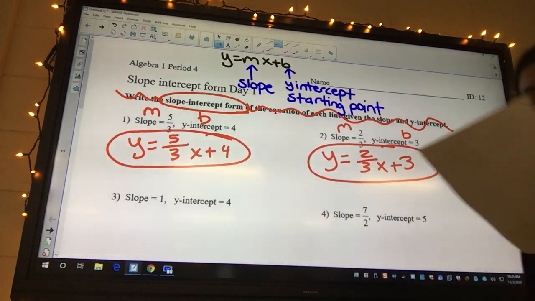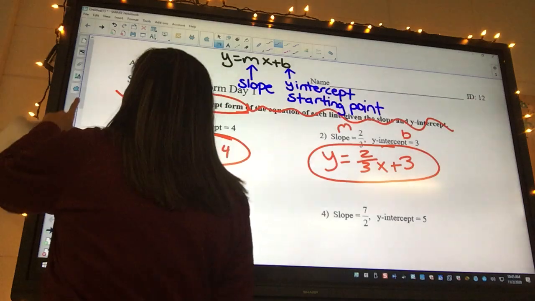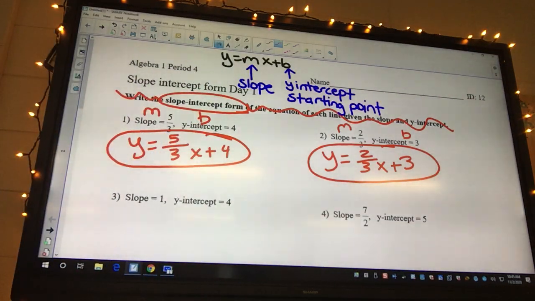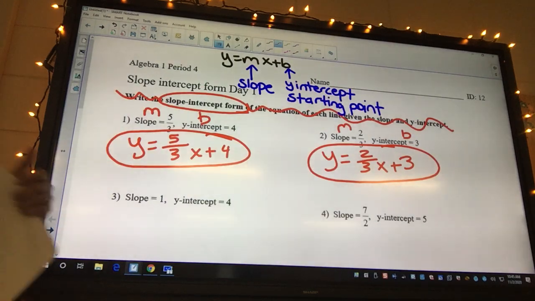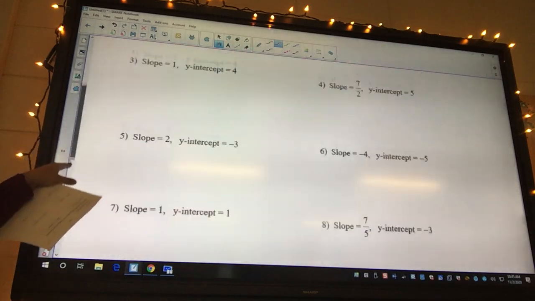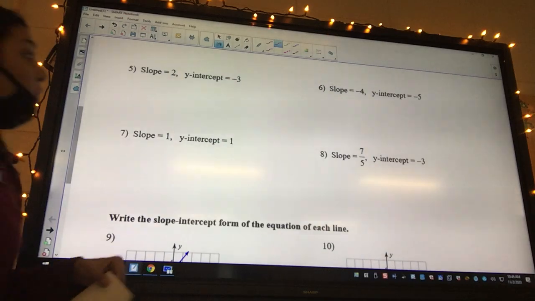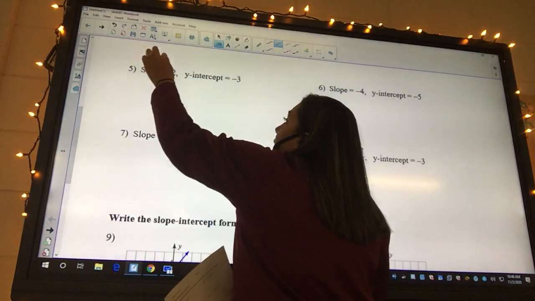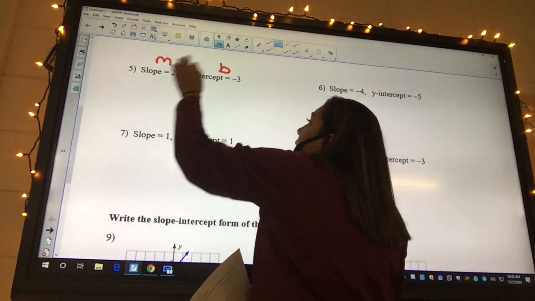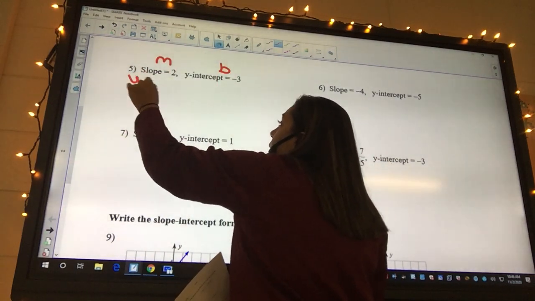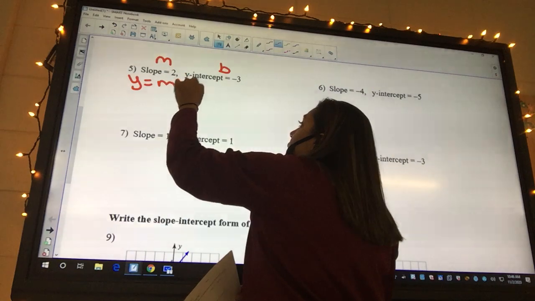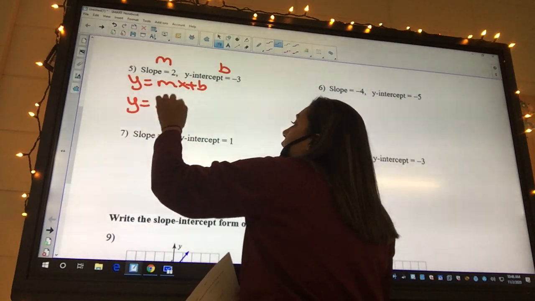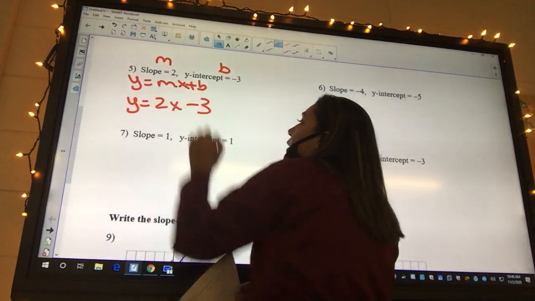Let's look at 5. So 5 says my slope is m, my y-intercept is b. Our formula is normally y equals mx plus b. So it's going to be y equals 2x minus 3.